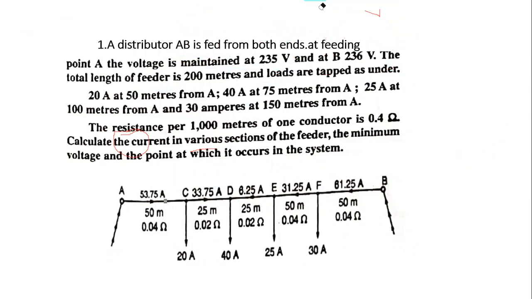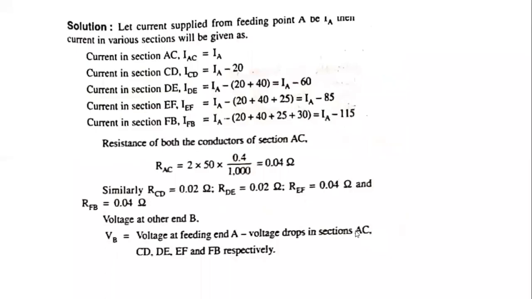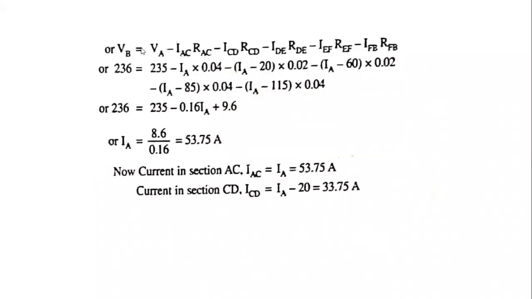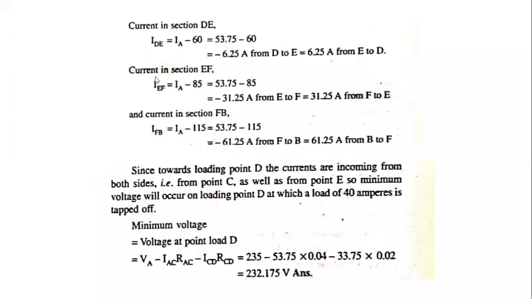The minimum potential will be obtained across the D to E section, that is, up to D point. D point is the minimum potential, since towards the loading point D the currents are incoming from both sides, that is from point C as well as from point E. So the minimum voltage will occur at the loading point D, at which a load of 40 amperes is tapped off. Therefore, the minimum voltage is the voltage up to point D.